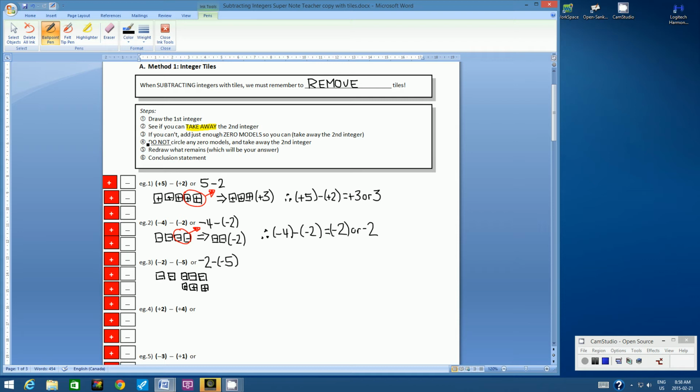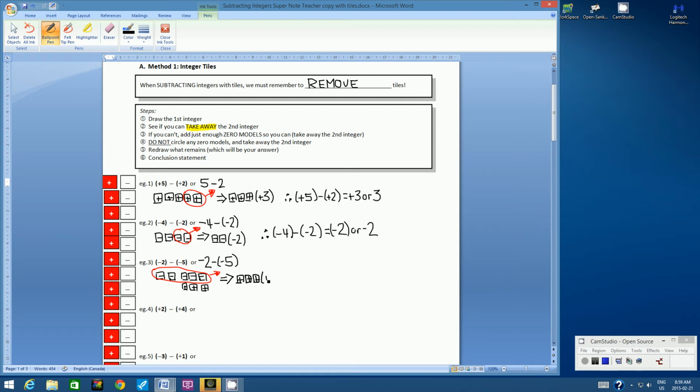Rule number 4, step number 4, do not circle any zero models. We're not circling any zero models. And take away the second integer. Well, remember the second integer was -5. So I'm going to draw a loop around all 5 of these negative tiles, and I'm going to show that I'm going to take them away. Okay? What remains, let's redraw what remains. Let's draw the pointy arrow. And what remains is 3 positive tiles.